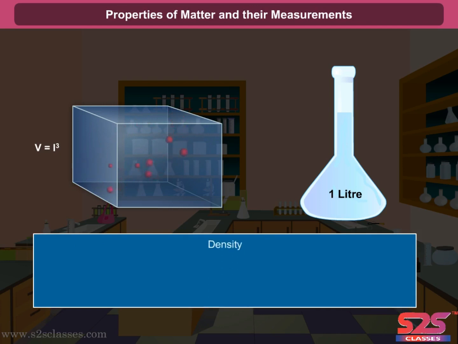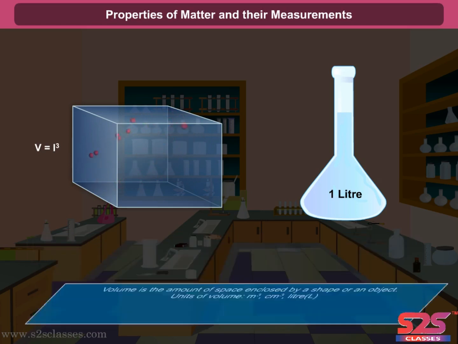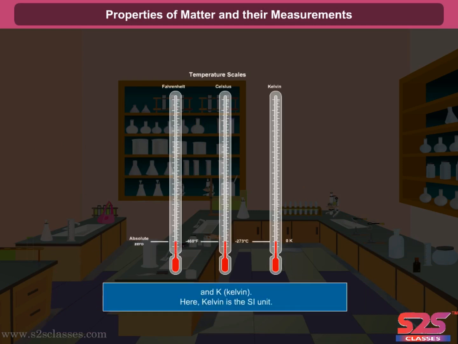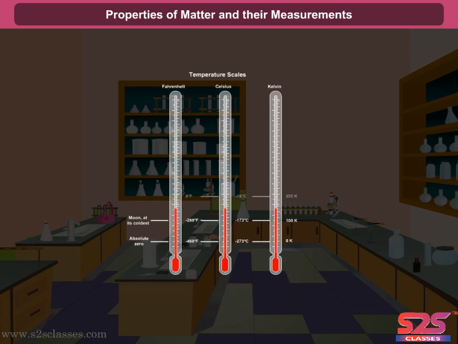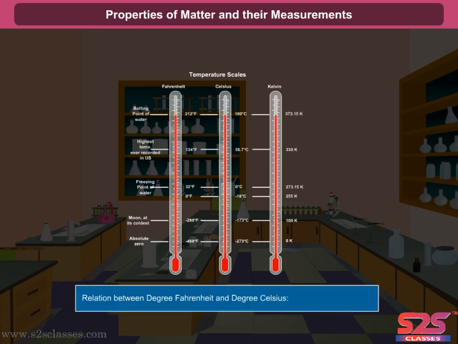Next is density. Density of a substance is its amount of mass per unit volume. So, the SI unit of density is SI unit of mass over SI unit of volume, which gives kilogram over meter cube. There are 3 common scales to measure temperature: degree Celsius, degree Fahrenheit and Kelvin. Here Kelvin is the SI unit. The relations between Kelvin and degree Celsius and degree Fahrenheit and degree Celsius are shown.